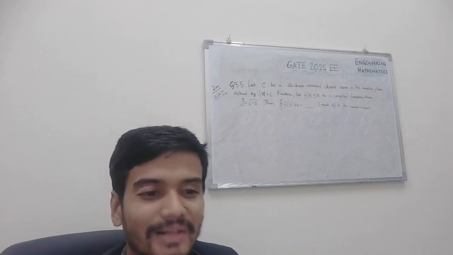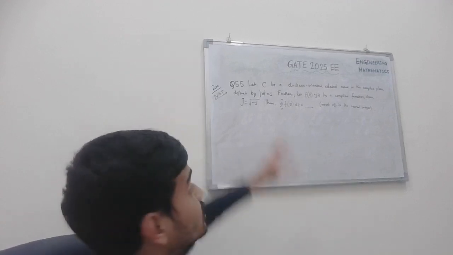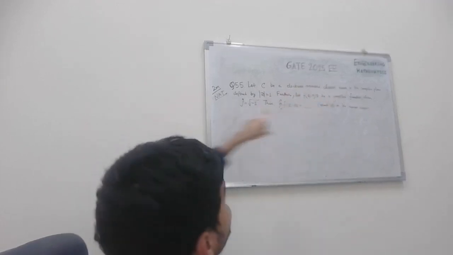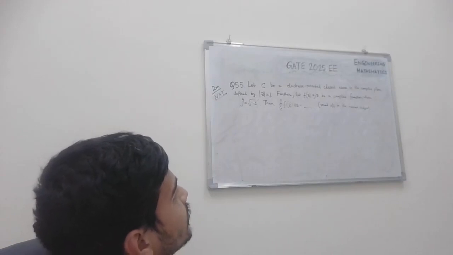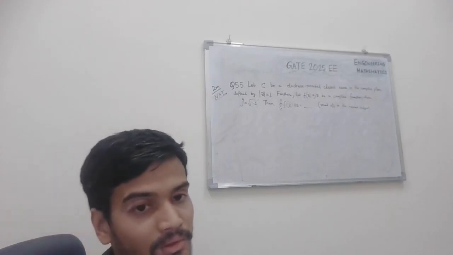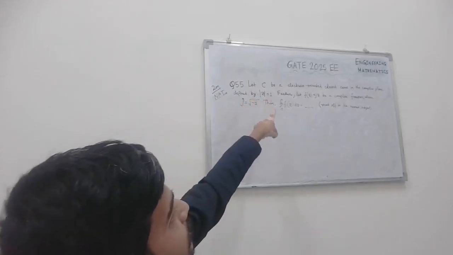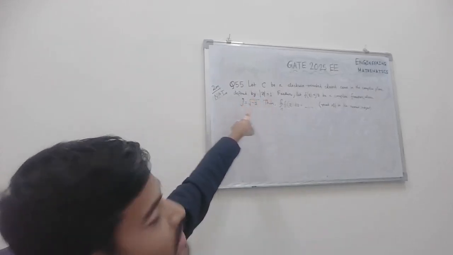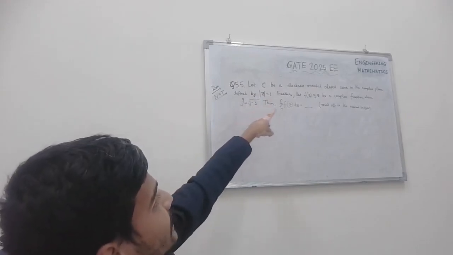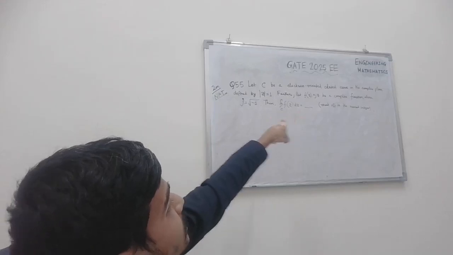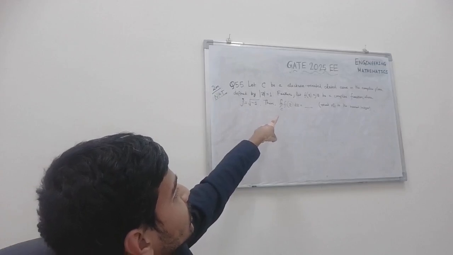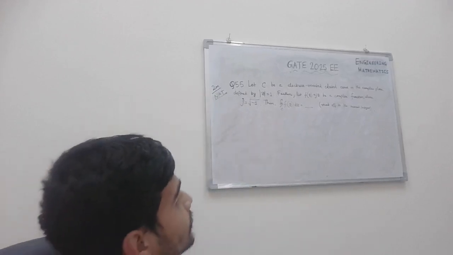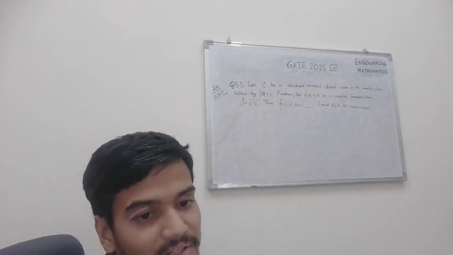Hello viewers, moving to the next question and the last one in this section. Now the question is about evaluating an integral without complex integration, using the Cauchy residue theorem. Let C be a continuous clockwise oriented closed curve, mod z equal to 1. Further, let f of z be a complex function. Then the integral over C of f of z dz is equal to what? Find the value to the nearest integer.